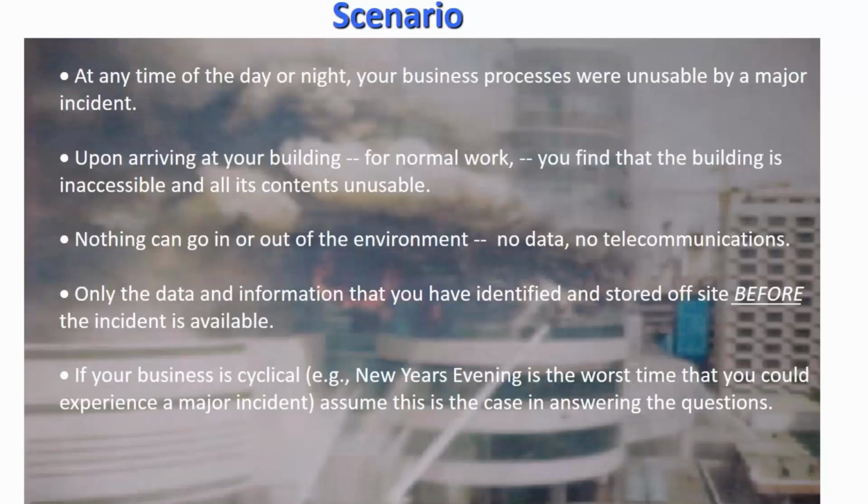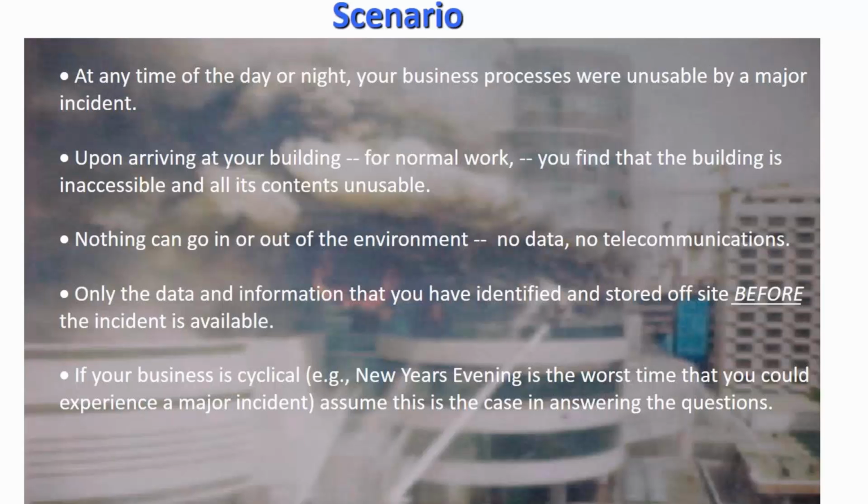Maybe the building is not there and nothing can go in and out from the building. No data, no telecommunication, no equipment, nothing. Only the data and the information that you have identified and stored off-site before the incident is available.